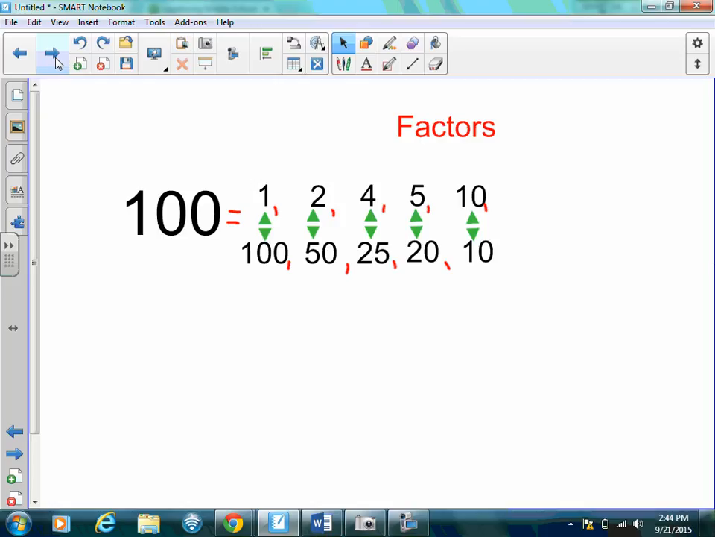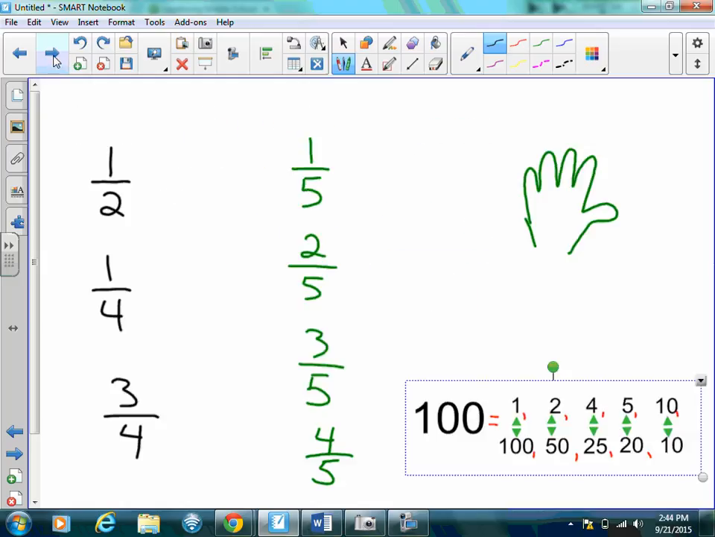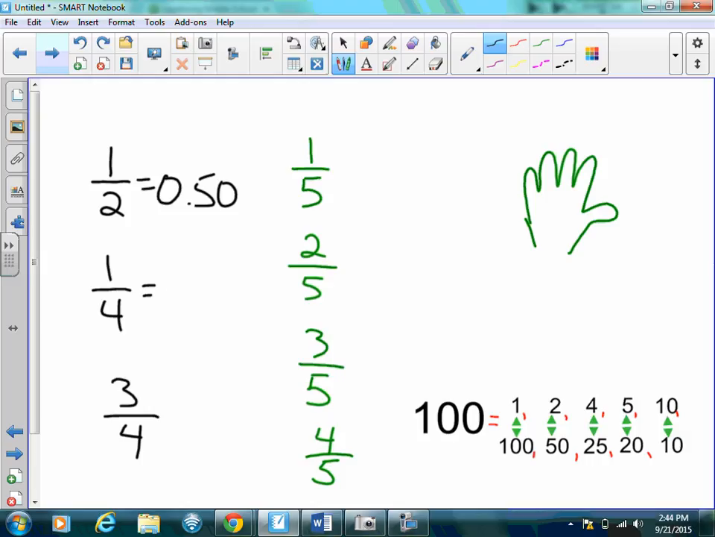Okay, so let's talk about this. The 1 goes with the 100, the 2 goes with the 50, the 4 goes with the 25, the 5 goes with the 20, and of course 10 times 10 is 100. Let's talk about some basic ones that you know from probably 3rd grade. Here we go. 1/2, of course, is 50 cents. Everybody, I think, in 6th grade knows that. 1/4 is 25 cents. I think everybody knows that. And if we have 1/4 is 25 cents, so 3/4 would be 75 cents.